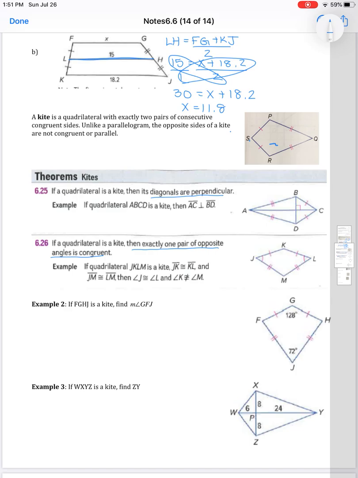Other properties is that the diagonals are perpendicular and that exactly one pair of opposite angles is congruent to each other. Okay, and it's sort of like the mirror reflection on both sides. So example 2 says if F, G, H, and J is a kite, we want to find G, F, J. So we've got our figure.